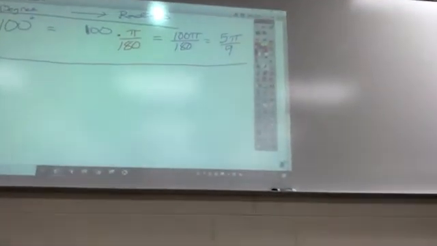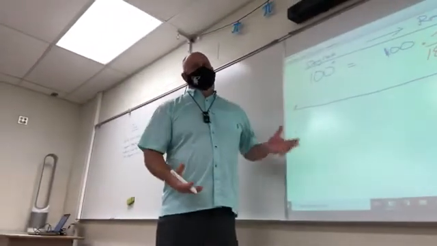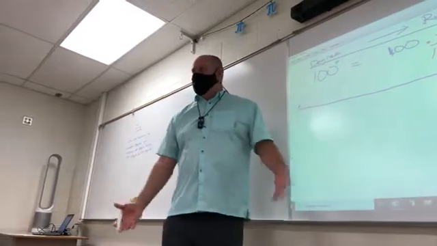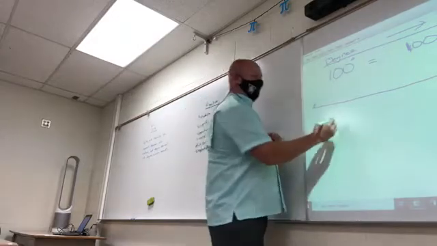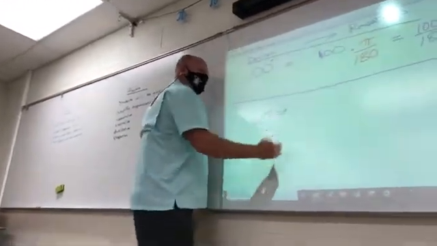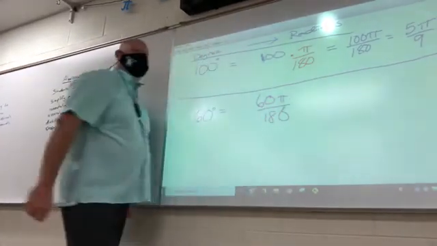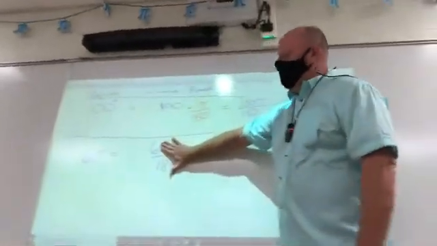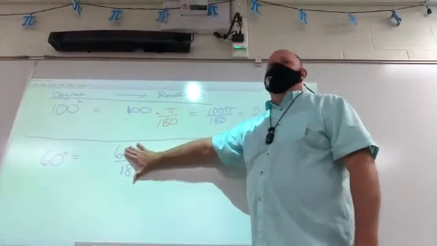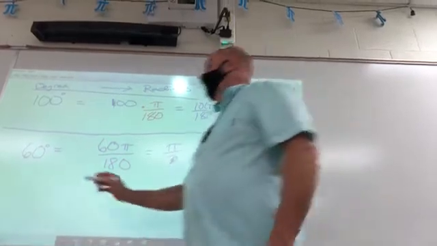Give me any number, any degree. Because this is going to be a reducing fractions problem, I don't want to go super crazy here. What do you got? Tell me a number. 60 degrees. All you do, take that 60, you times it by pi, you divide it by 180, you reduce the fraction. The zeros cancel. What's 6 over 18 reduced to? 1/3. Pi over 3.